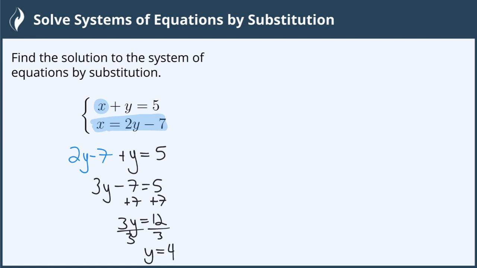Now, that is a fabulous piece of information, but we are not quite done. Because for these problems, we do want our final answer to be an ordered pair or a point, which means we need to know both the x and the y. So we're going to take this y and plug it back into one of our equations so that we can solve for x. I like to plug it into the one where x has already been solved for. So in this case, since we know x equals 2y minus 7, we can replace the y in that equation with the 4 we just found.